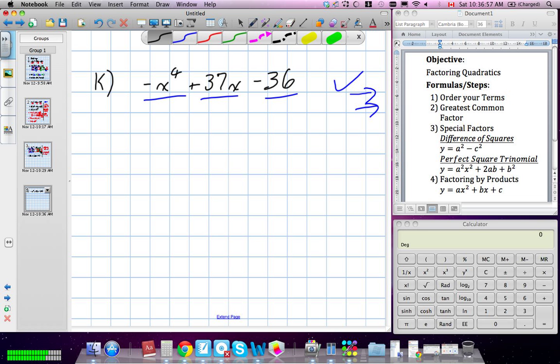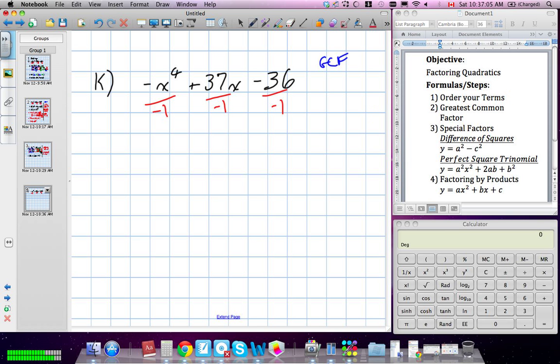So what's written in the next line? Negative 1, brackets, x4, sorry. Yeah, that's okay. Negative 37x plus 36. Sorry. That's okay. Okay. Now what?